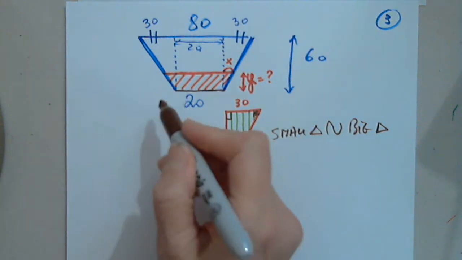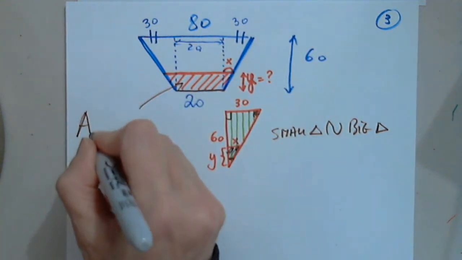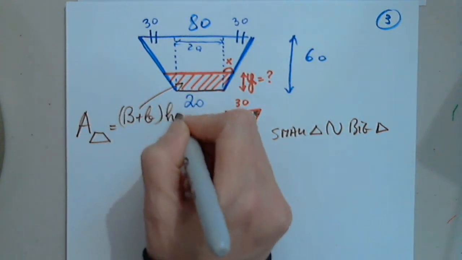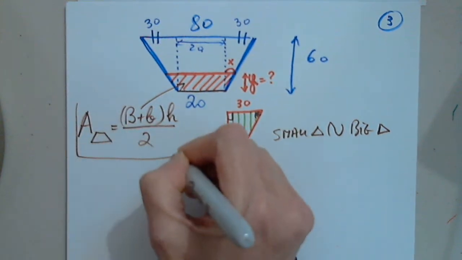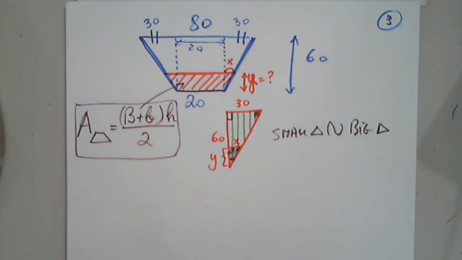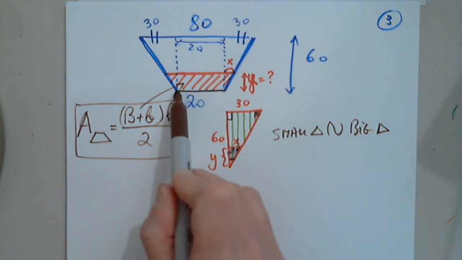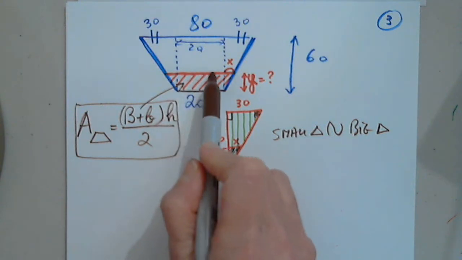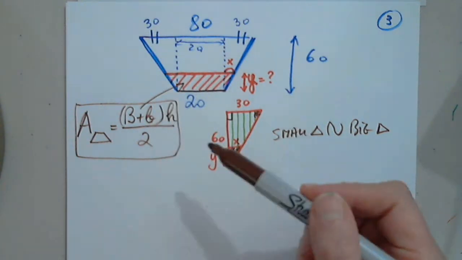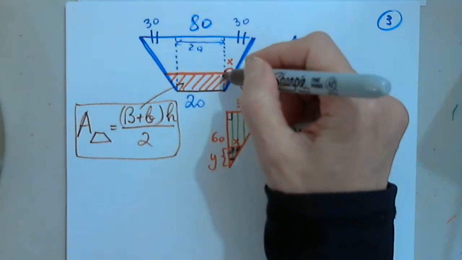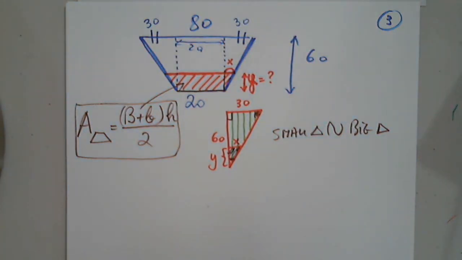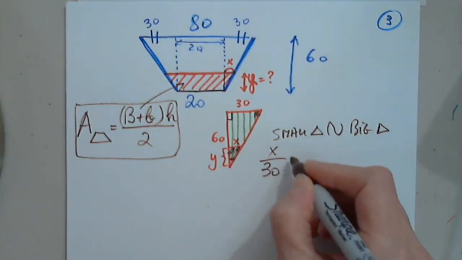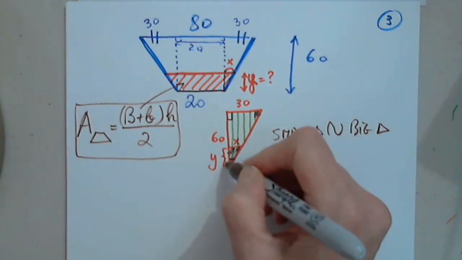Again, what am I trying to determine? I'm trying to determine this area. The area of a trapezoid is big base plus small base times the height divided by 2. This is the formula. I have the small base. I don't have the big base. I'm trying to come up with something here. And I don't have the height. So, x divided by 30 equals y divided by 60.